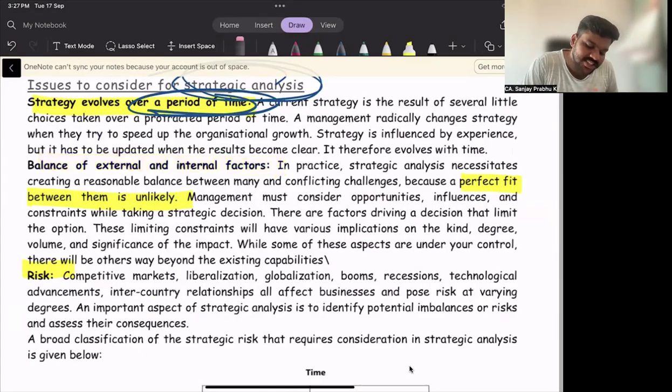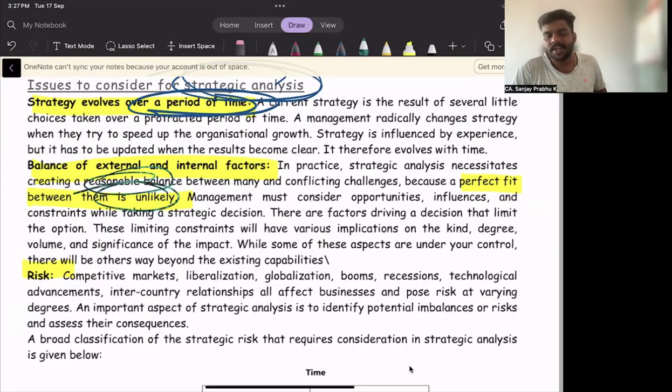Then comes balance of external and internal environment. See, whenever you are going to formulate a strategy, you need to understand the environment, right? Environment includes both internal as well as external factors. So you cannot have a perfect fit between internal and external factors. You need to have a reasonable balance. There is nothing called a perfect fit between internal and external environment. Say, for example, when I choose CA, I understand the opportunities in chartered accountancy. Then I understand what my strengths are. I am good in theory, but I'm not that good in problems. So we cannot have a perfect fit between the internal and external environment. There can only be a reasonable balance.